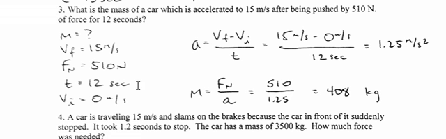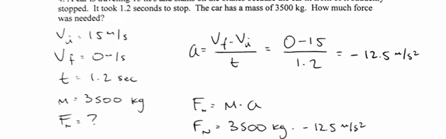So same type of problem, just a different variation. In order to find the mass, we need a net force and an acceleration. We don't have the acceleration yet, so we have to go VF minus VI over T, which is 15 minus 0 divided by 12. That's 1.25 meters per second squared. We can fill that in below, and we're going to get 408 kilograms.